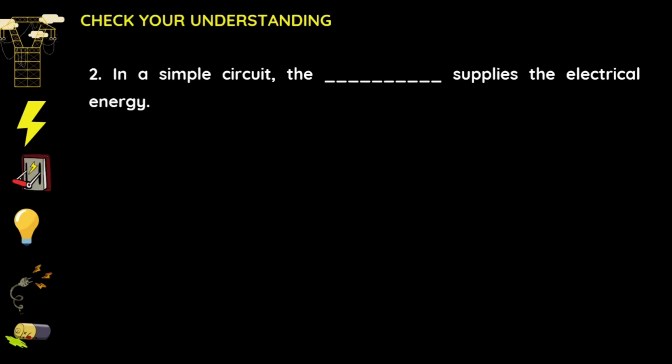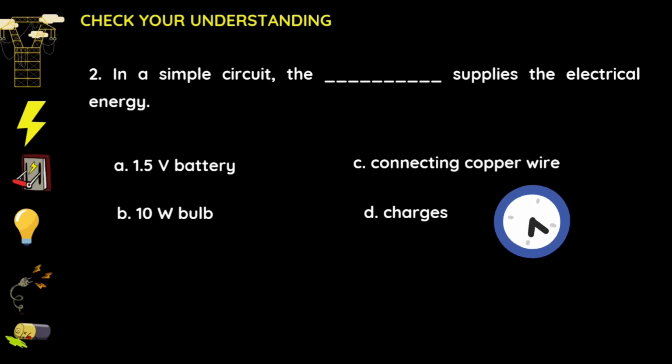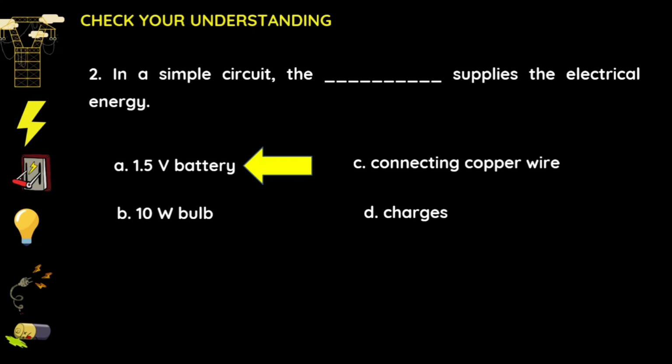Number 2. In a simple circuit, the blank supplies the electrical energy. A. 1.5 volts battery. Letter B. 10 watts bulb. C. Connecting copper wire. Letter D. Charges. So what supplies the electrical energy in a circuit? The answer is letter A. 1.5 volts battery, that is the voltage source or the power source.